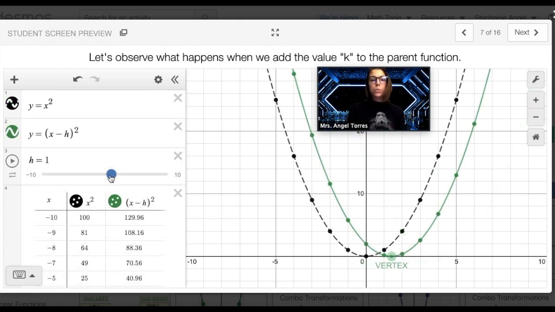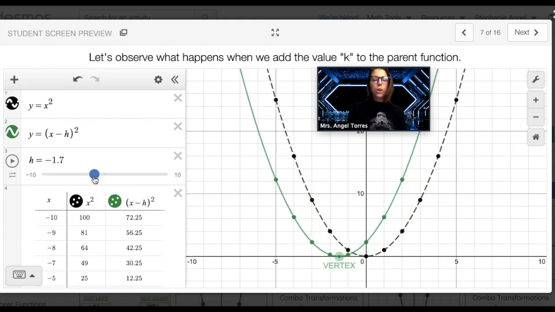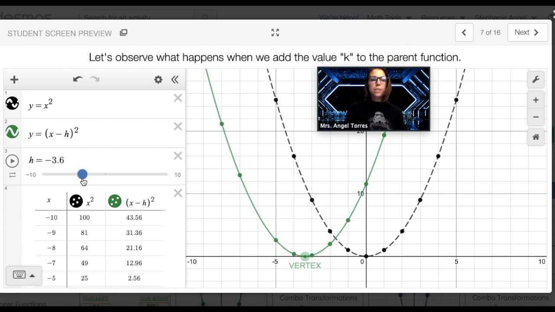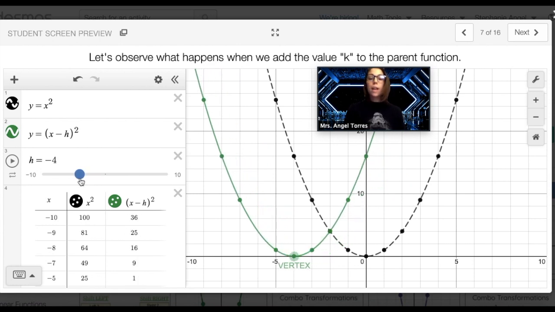Now what happens when h is negative 4? Well, now my graph is starting to shift to the left. And that's because my vertex, which used to be at (0, 0), is now at (-4, 0). The toughest part about horizontal translation is the fact that the formula has subtraction in it. So really, when I plug in negative 4, this would be the function y equals (x + 4)².